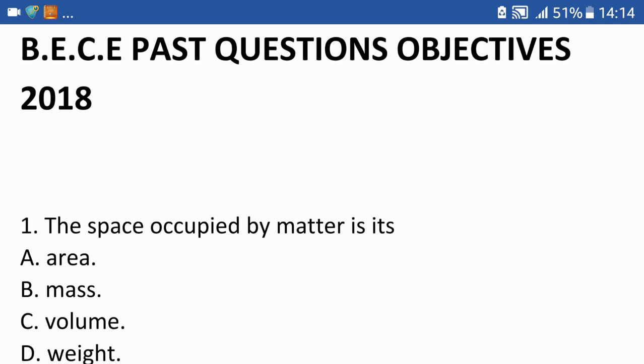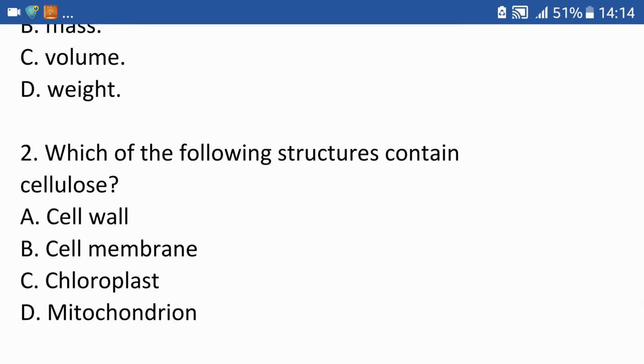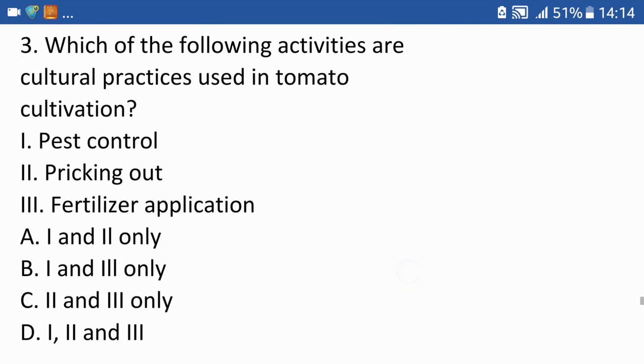The space occupied by matter is its. So number 2, which of the following structures contain cellulose? Question 3. Which of the following activities are cultural practices used in tomato cultivation?